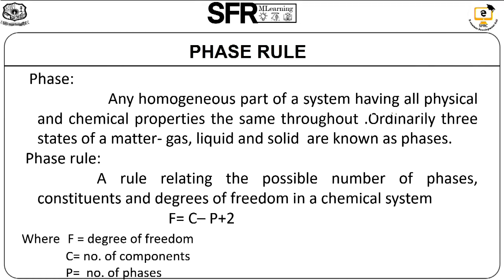First, what is meant by phase? Any homogeneous part of a system having all physical and chemical properties the same throughout. Ordinarily, the three states of matter, that is gas, liquid and solid, are known as phases. Next, we see about phase rule. A rule relating the possible number of phases, constituents and degrees of freedom in a chemical system. This gives the phase rule formula, that is F = C - P + 2, where F represents the degrees of freedom, C is the number of components and P is the number of phases.